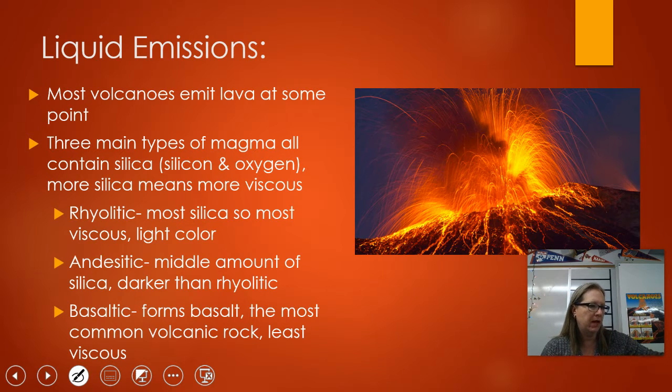If you turn to page 177 in your book, you can actually see pictures of these rocks, okay? The andesitic is kind of the medium amount of silica. When it cools, it's much darker than the rhyolitic rock, but not as dark as basalt. The basaltic magma is the most common. Okay, it forms basalt, which is the most common form of volcanic rock we see. But it actually has the least amount of silica, and therefore it's the least viscous of the lavas.